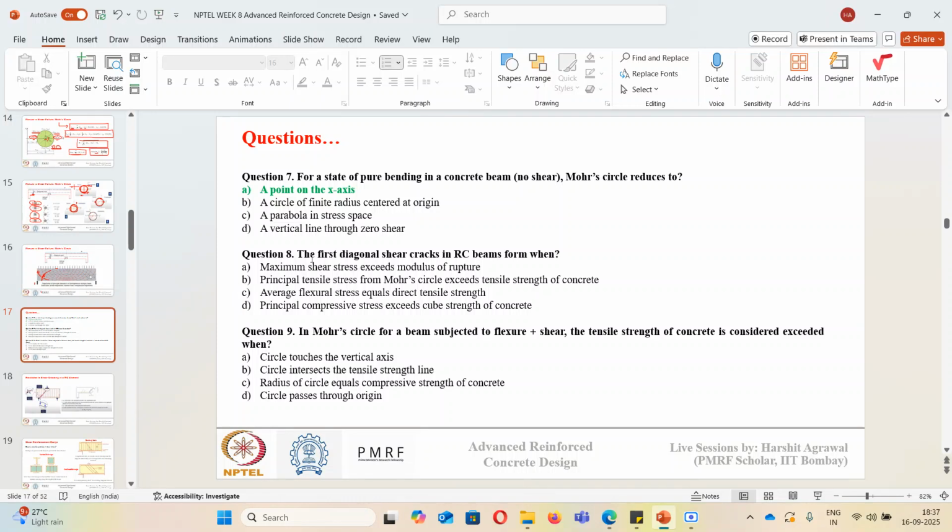Question number 8. The first diagonal shear crack in the RC beam forms when... This is a repeat question that we discussed a few slides ago. Now try to answer it again after your understanding about Mohr circle.